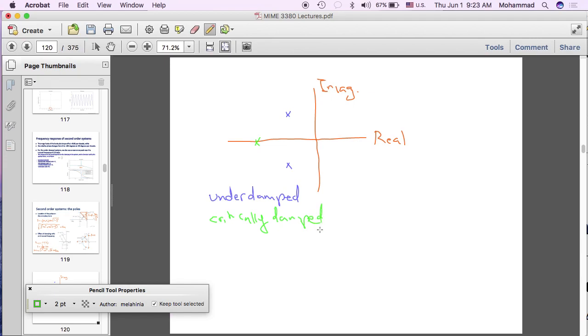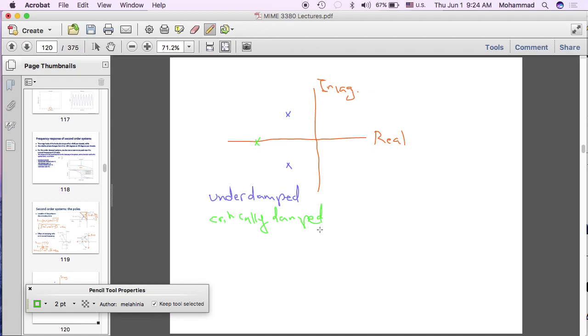If I ask you, for example, these are 2 systems. On the same figure, plot the step response of these 2. How do you plot them? For the first one, you would show oscillation. For the second one, you show no oscillation. And by the way, this is a faster system. A critically damped system is the fastest possible second order system. Even overdamped is slower than the critically damped. So you get the idea.